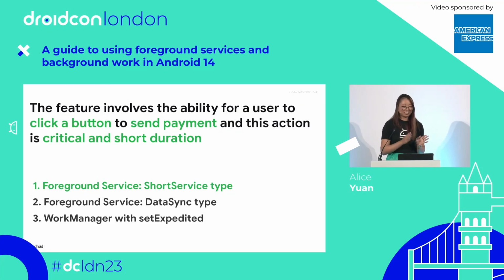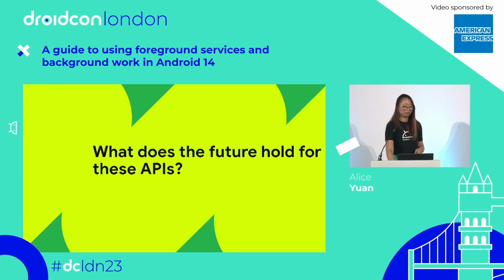So a few more keywords. This is a critical and short duration action. It's sending a payment. You're clicking on a button. So again, in this scenario, you won't want to use Work Manager because it could defer this action to a later time, and you don't want to have a payment happen 10 minutes later. So use short service type.